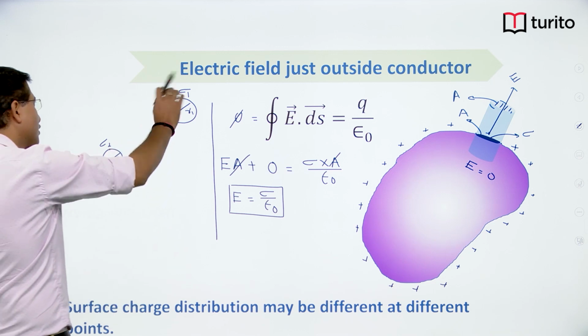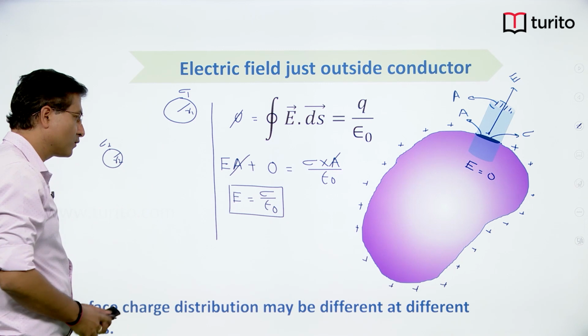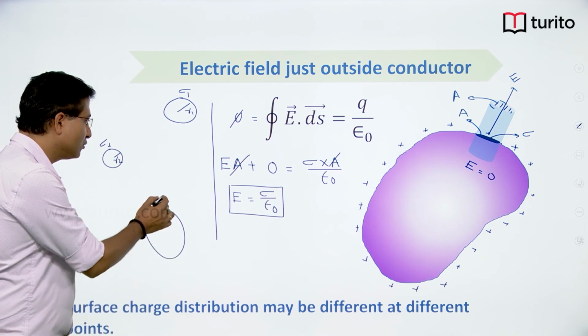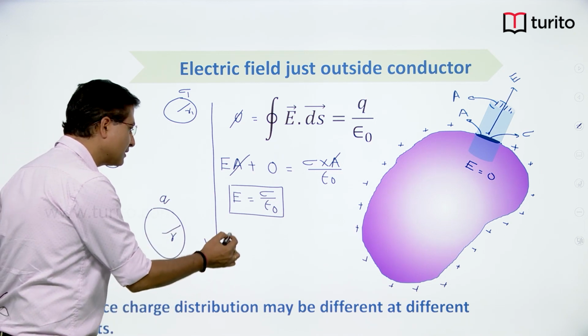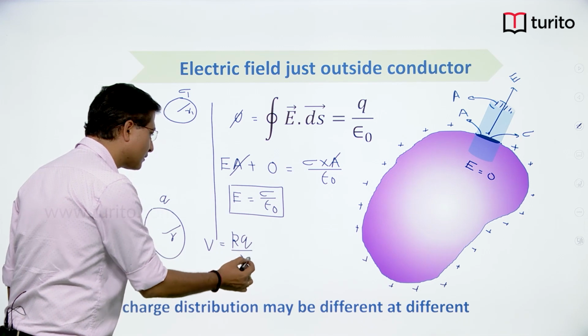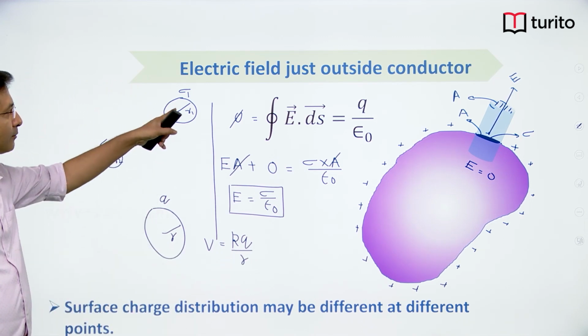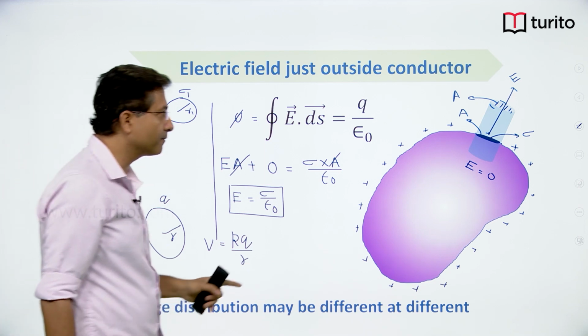If charge is distributed on the surface, what is the potential of that? If I have one sphere and charge q is distributed over the surface and the radius is r, the potential formula is kq divided by r. So, this is the formula for potential. I can write the potential here and that must be the potential here. I will equate and let us see what we are getting.